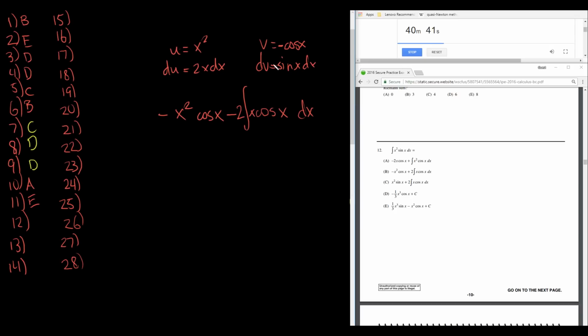Oh, yes, and then v du. This again. Okay, so negative x cosine x plus x cosine x dx. That is the solution that we are looking for here. So it's going to be B, right? I got that right, didn't I? B. Yeah. Okay.